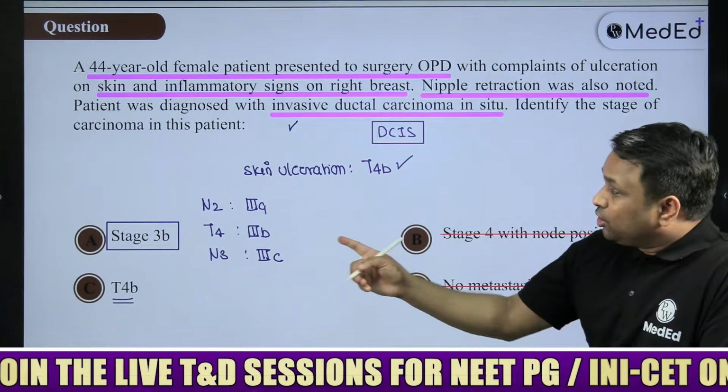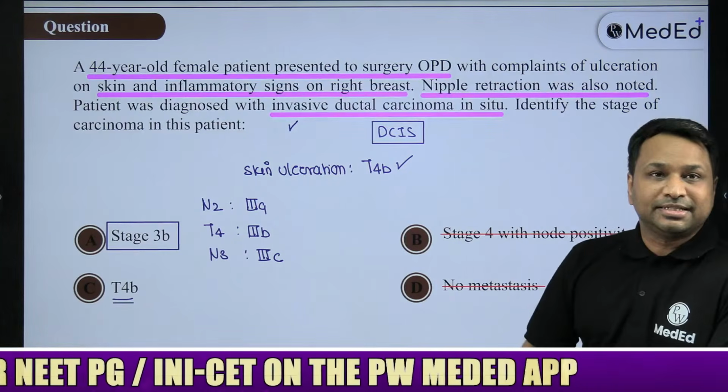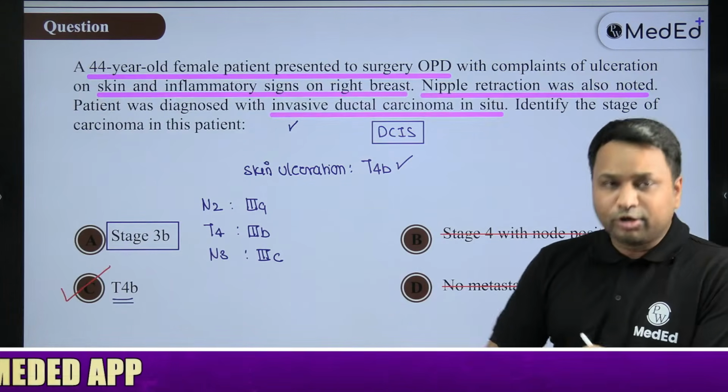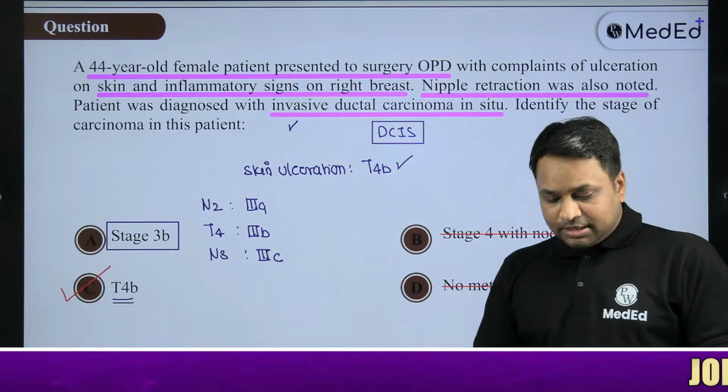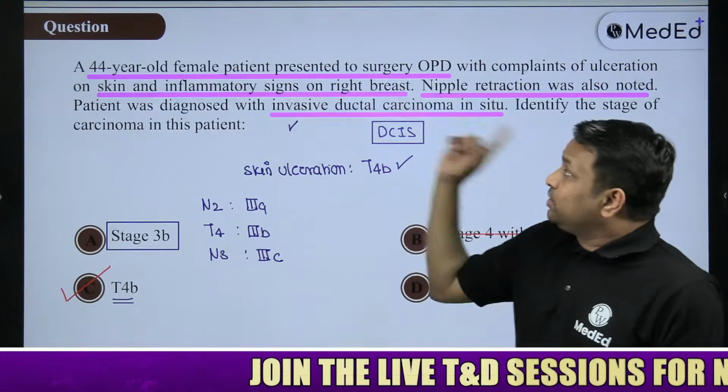Now, in order to call it stage 3B, you should have lymph node status as well as the metastasis status also, which they have not mentioned. So, the best option here is going to be C for Calcutta, right? Please do not mark it. This is a trick question, beta. Do not mark it as 3B because there are no lymph nodes mentioned.